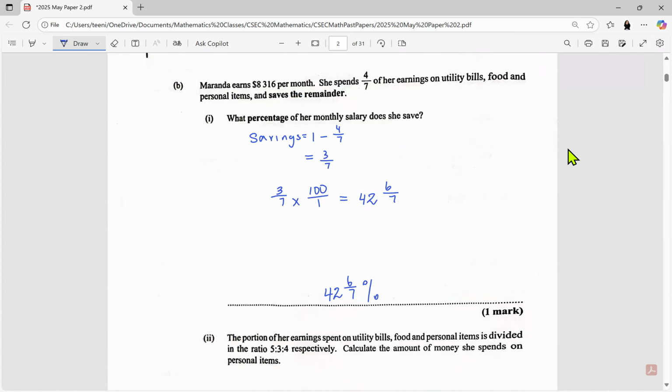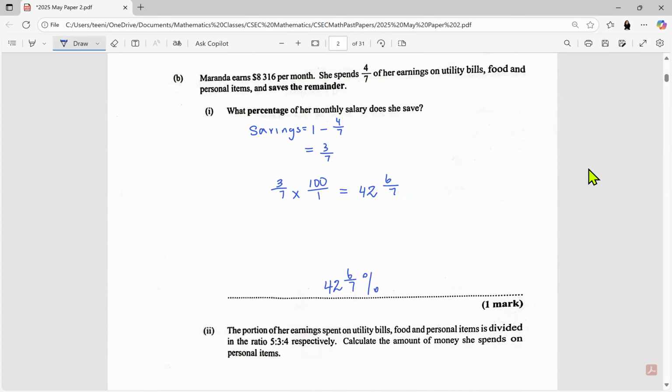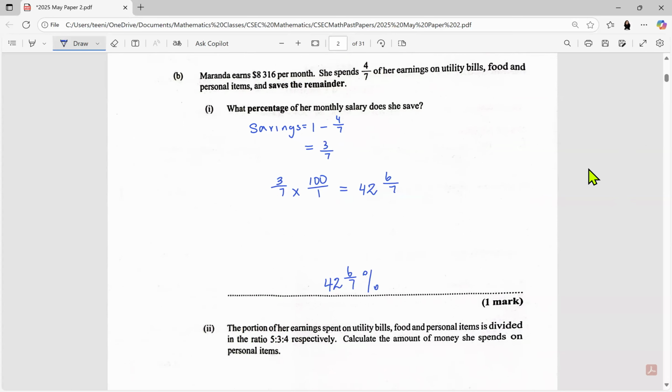We only know the ratio, but we also know the fraction of her total salary that was spent on utility bills, food, and personal items, right? Because it says Miranda earns, this is how much money she earns, so that's her salary, and then she spends 4/7 of her salary on those 3 things: bills, food, and personal items. So can I use that information to find out how much is spent on those 3 things? Yes, miss. What will we do? We can find it out, but how would we calculate it? What would we actually calculate?